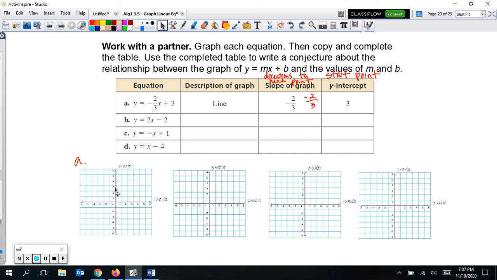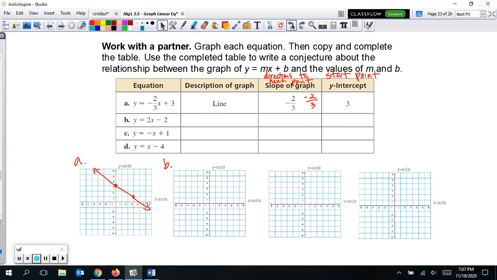Like I said before, it's going to start right there. I'll put a point on that line right there. And then you're going to find the next point by going down 2 and then right 3. So down 2, right 3, there's your next point. Your line should look like this, going downhill. It's a negative slope. So right there, you know it's a negative slope. Right there, you know it's going to be going downhill. This next one, B, is going to be going uphill because it is a positive slope.